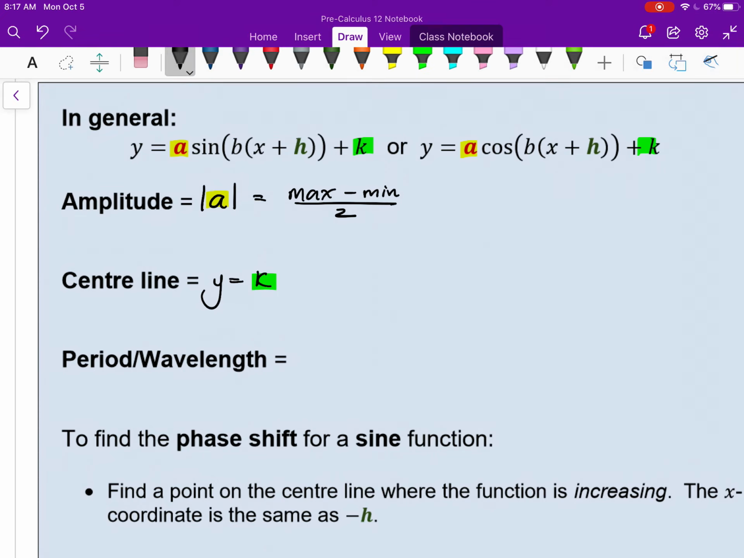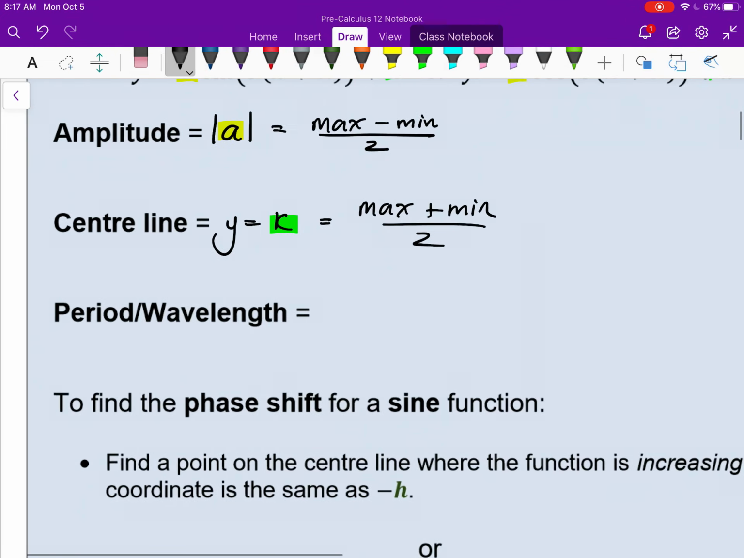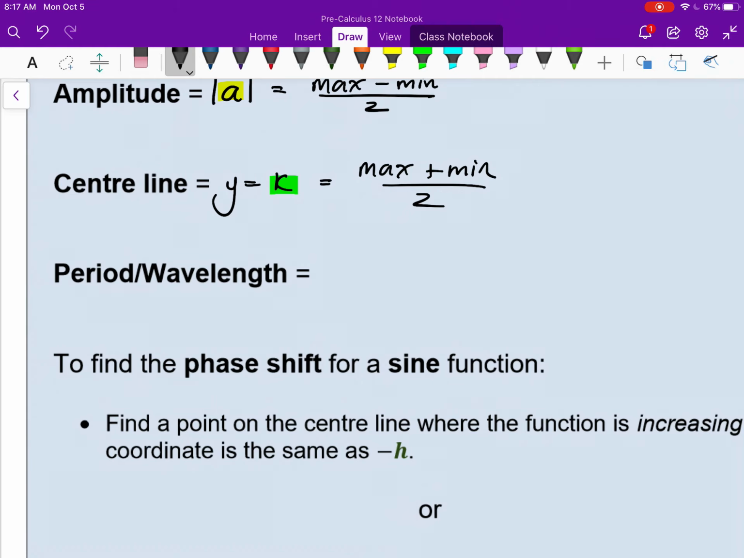However, it's also the same as the average between the high and the low values, the max and the min, the mean, which is max plus min divided by 2. That'll always tell you where the center line is. And the period or wavelength, we've noticed, is always the same as 2 pi divided by that b value.